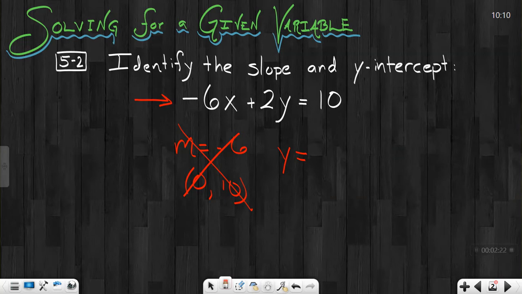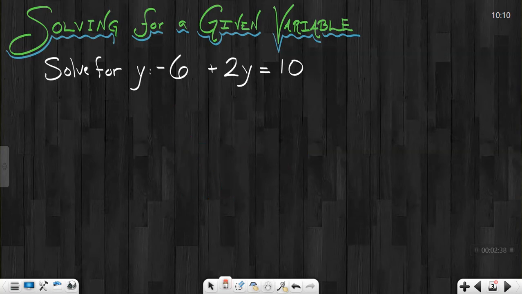That's our goal with this lesson today: that I can give you an equation with 2 variables and you can solve for one of those variables, specifically in this lesson, solve for y. The variable that we're asking you to solve for is known as our given variable. So let's do that. Well, how do we start?